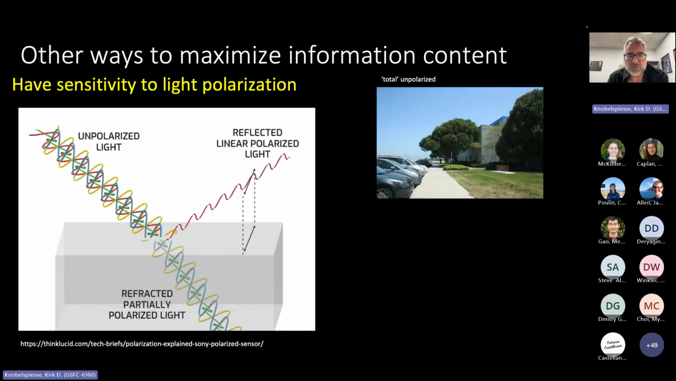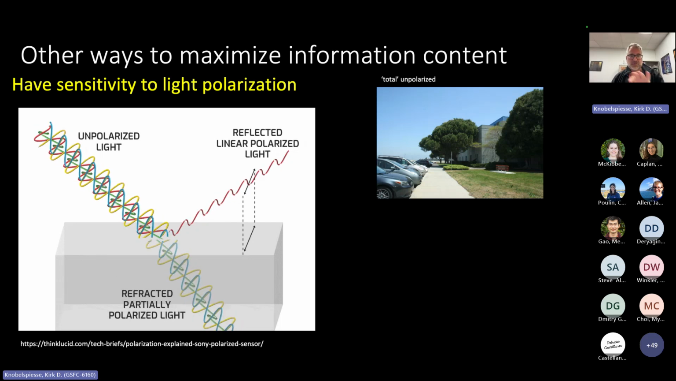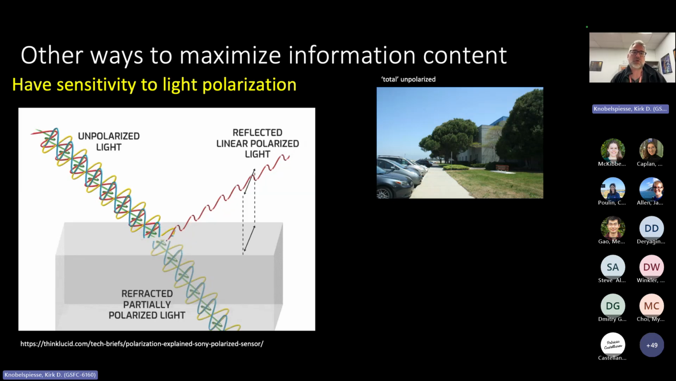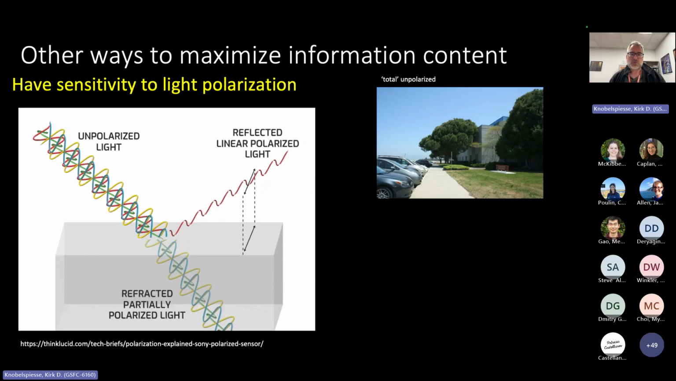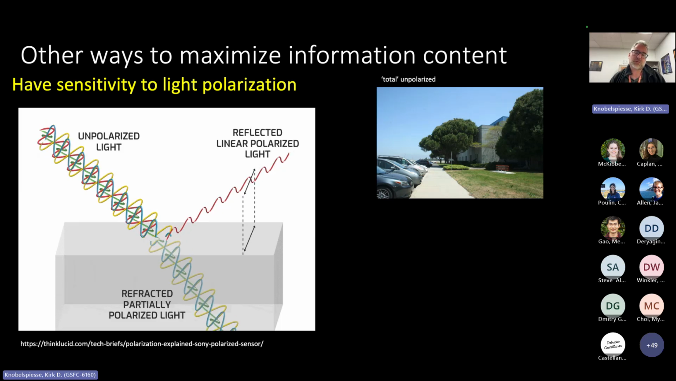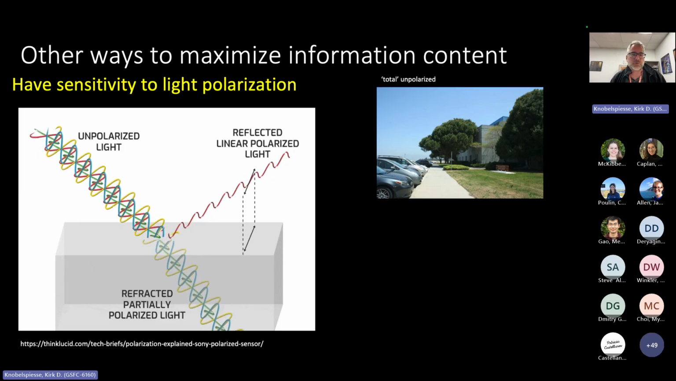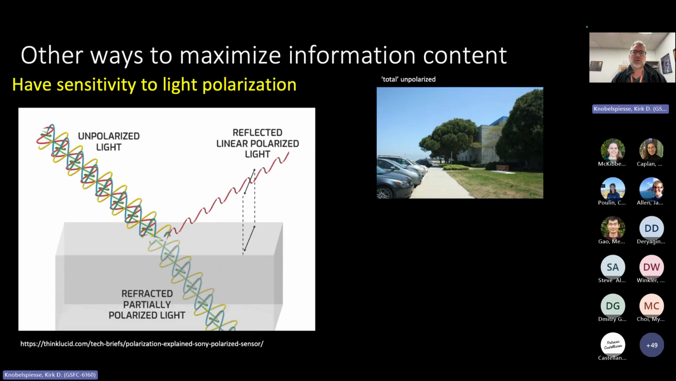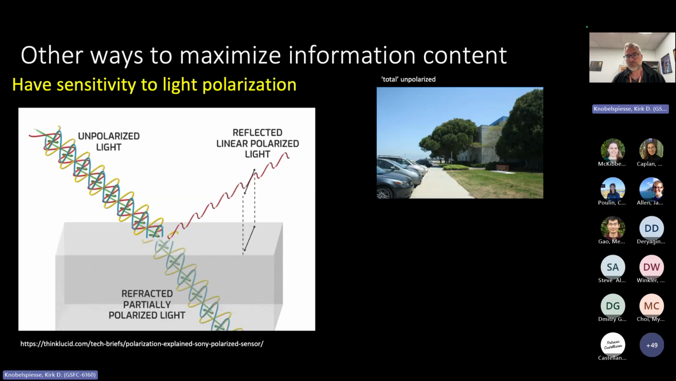Well, I just wanted to demonstrate a little bit about what this looks like in nature. I took this sort of uninteresting photo a couple of years ago outside of an office building. And this is the total or sort of unpolarized expression of this scene. And you can see that the sky is blue, the grass is green, the shadows underneath the trees are dark. And we have sort of an intuitive understanding of how it should be looking.